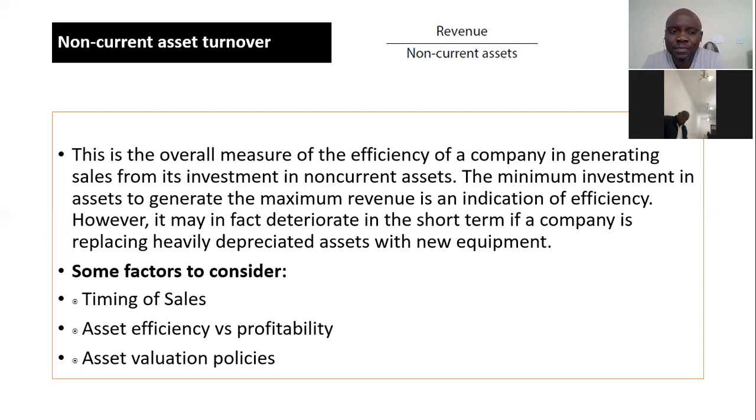So non-current assets turnover, we are saying, is the overall measure of the efficiency of a company in generating sales from its investment in non-current assets. Like I said, your balance sheet must be a very productive balance sheet. Don't invest in things that will not be able to increase the revenue base of your company. Your balance sheet is there more as a machine, so to say, that helps you to generate revenues.